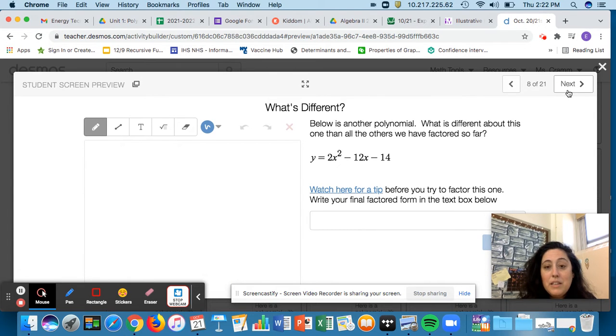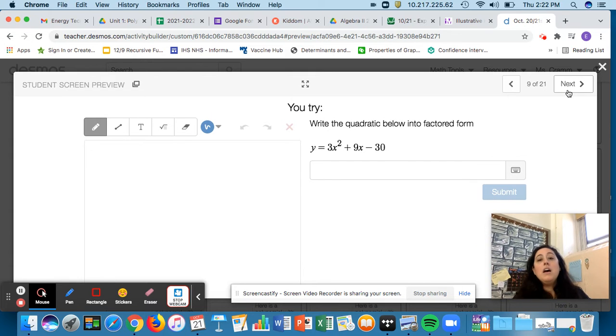All right. So here we go. Okay. So again, I see x squared plus an x term minus a number. This is telling me, hey, this is in standard form. I want to get it into factored form. So now I'm going the other direction. And so let's see, let's use this one.